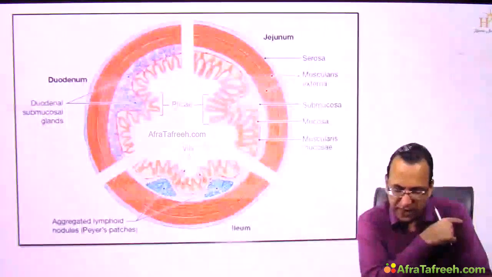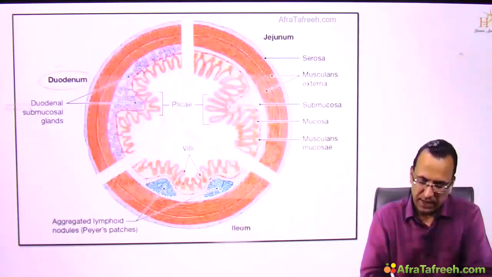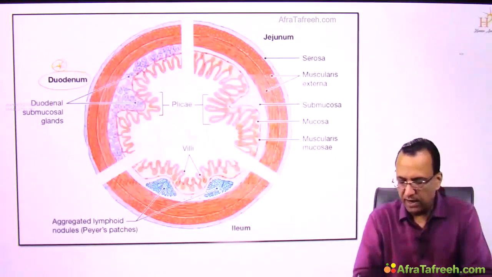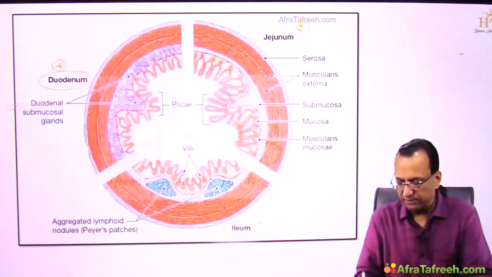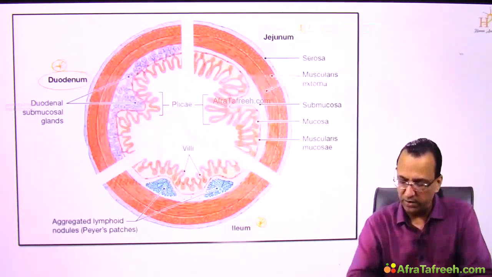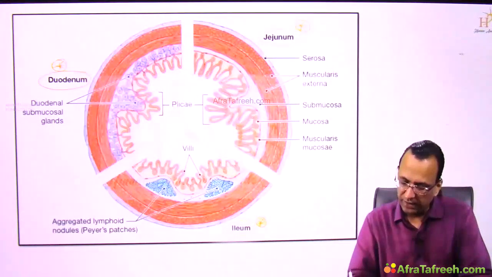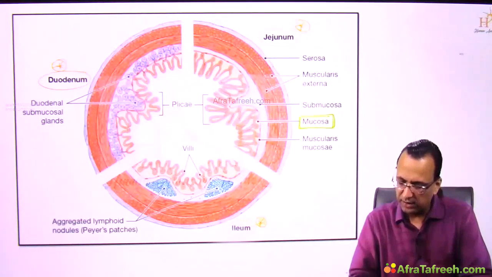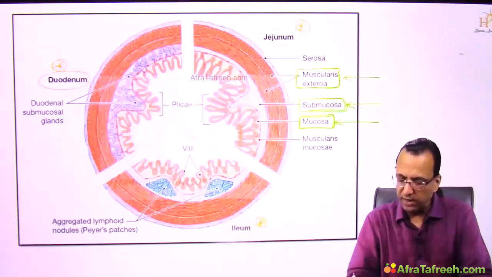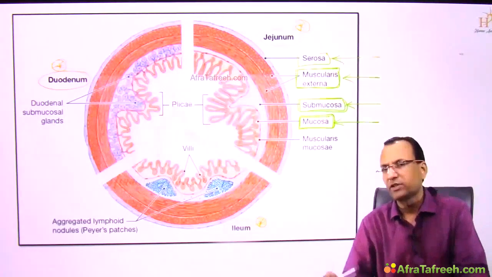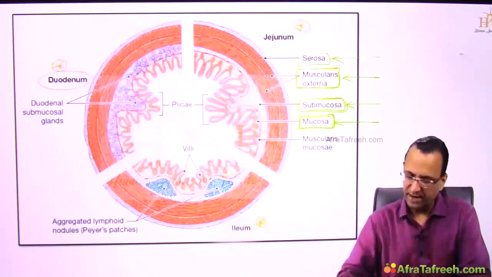You see, this is a diagram we have taken for duodenum and also the jejunum and also the ileum, and they have some common features like we have told earlier. Gut tube will have mucosa, and what is under that? Under that is submucosa, and what is under that? Under that is muscular externa, and over that is serosa. So this is 4 layers of the gut tube which all time we have.